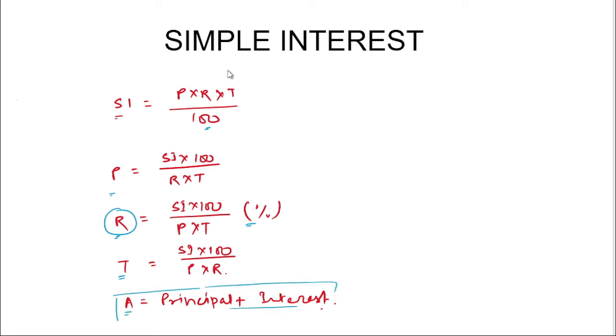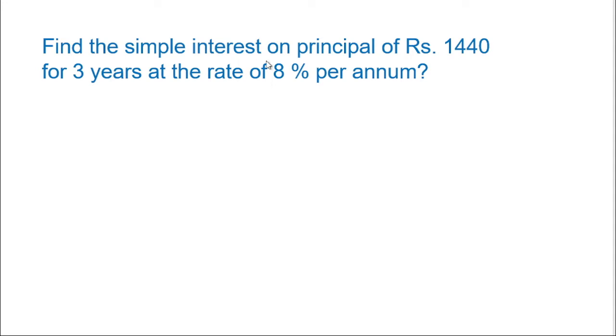Now friends, we will understand the chapter by solving some problems. In this question they have asked: find the simple interest on a principal of rupees 1440 for 3 years at the rate of 8% per annum. So for simple interest, we know the formula is principal multiplied by rate of interest multiplied by time, divided by 100. Here the principal is given, that is 1440, rate of interest and time, that is 8 and 3, that is 24, divided by 100.